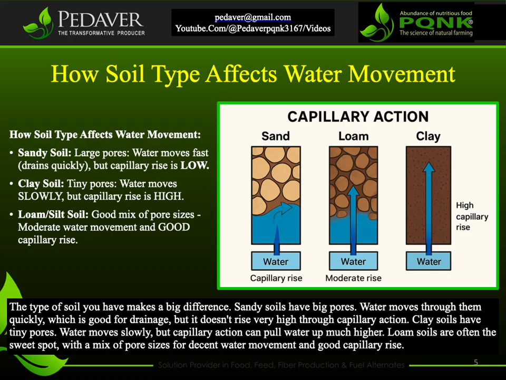The type of soil you have makes a big difference. Sandy soils have big pores. Water moves through them quickly, which is good for drainage, but it doesn't rise very high through capillary action. Clay soils have tiny pores. Water moves slowly, but capillary action can pull water up much higher. Loam soils are often the sweet spot, with a mix of pore sizes for decent water movement and good capillary rise.